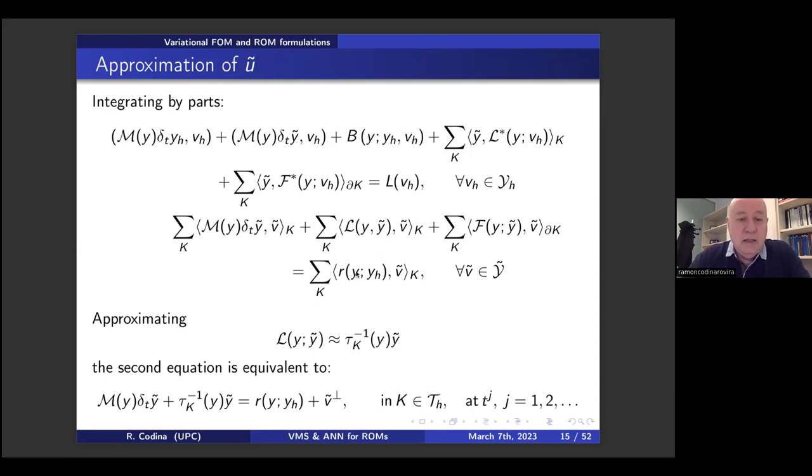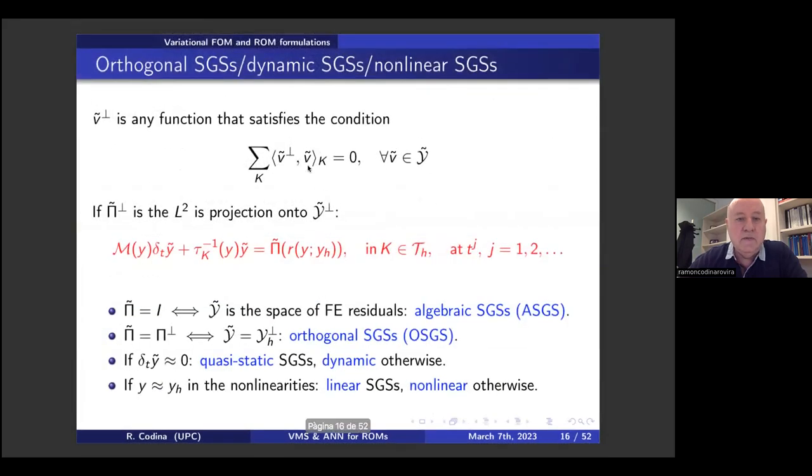Okay. And then the essential approximation is that in the equation tested against functions in the subgrid space, we simply replace the whole operator L by a matrix, in the case of more than one degree of freedom, by a matrix multiplying the subgrid scales. So in essence, what we do is we transform the partial differential equation associated to the subgrid scales to an ordinary differential equation in time, because we still have a temporal derivative, okay? And this is true up to any function that is such that when tested with functions in the finite element space, this V tilde orthogonal is zero. So functions that satisfy this property.